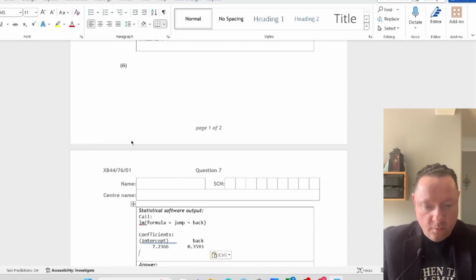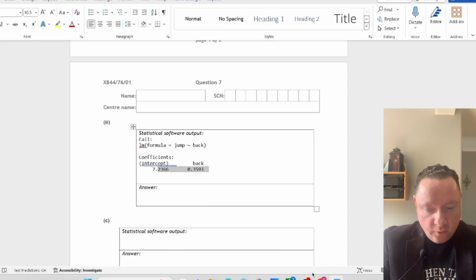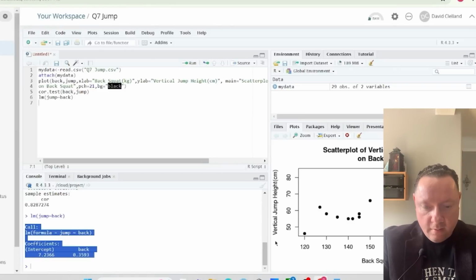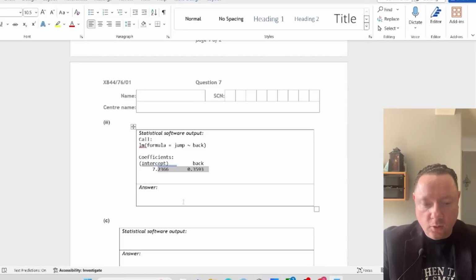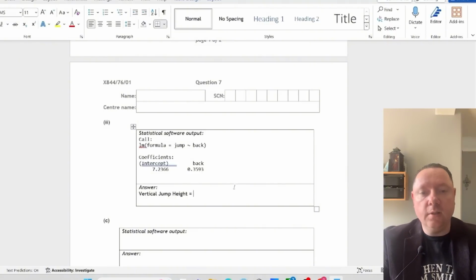So there's our output, but our answer is not our output. We need to be able to interpret this. So coefficients, and intercept is this, and back is that. If you go back to our graph here, the vertical jump height's on the y-axis, and the x-axis is back squat. So we can say that for our answer, vertical jump height, or just jump, equals, now you can either do this number times back plus this number, or I find it much easier to do it in the order that is written in the thing.